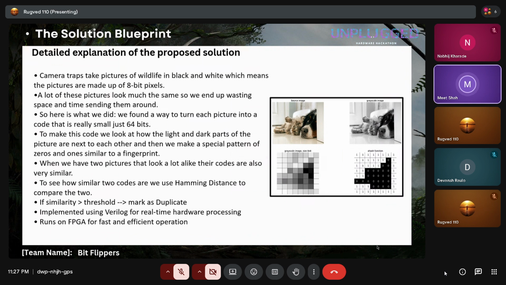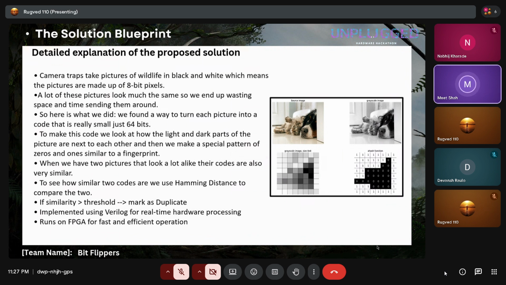This is done by comparing adjacent pixel intensities. If one pixel is brighter than the next, we assign a 1, otherwise a 0. This creates a binary pattern similar to a fingerprint of the image. Since similar images have similar pixel patterns, they produce similar signatures.